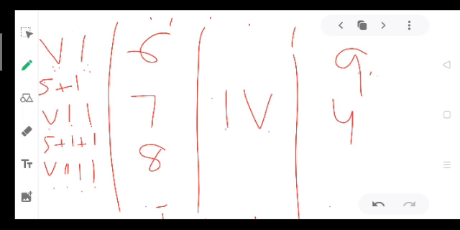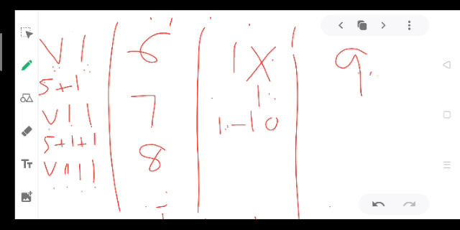Now for 9, we do not have any symbol, but for 10 we have one. For 10 we have X. It is 10. We subtract 1 from 10, it will become 9. So we will write 1 here on the left side. So IX is the symbol for 9. Then 10, so easy. X. This is the symbol of 10.